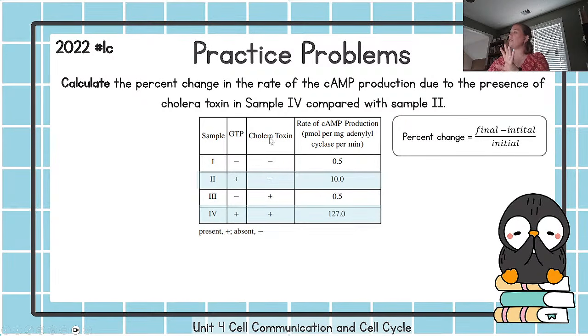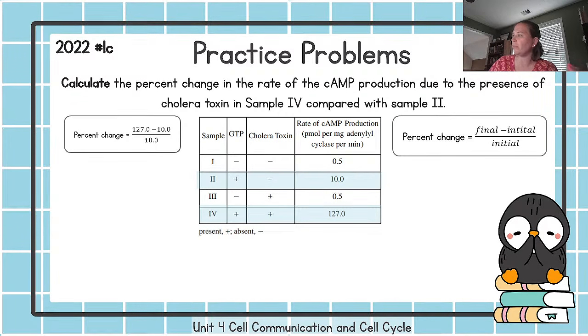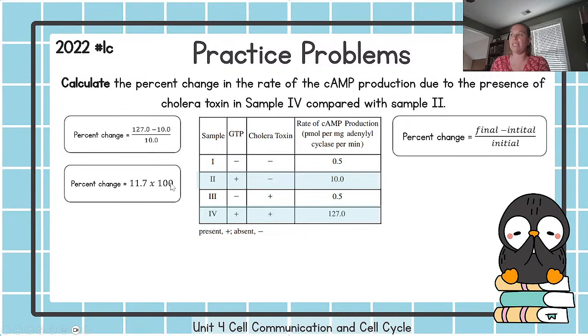Anyway, so they want us to compare sample 4 and sample 2. Okay, so before cholera would be my initial, and after cholera would be my final, because I'm seeing what is the effect of that cholera, right? So what I'm going to do, 127, because that's how much I had at sample 4, minus 10, because that's how much I had at sample 2, because that was my initial, divided by how much it was at 10. So I'm seeing what is the percent change when I'm looking at the presence of that cholera toxin. So 127 minus 10 would, of course, be 117 divided by 10 gives you 11.7. And then again, multiply by 100 to get me into percent. So it gives you 1,170%.